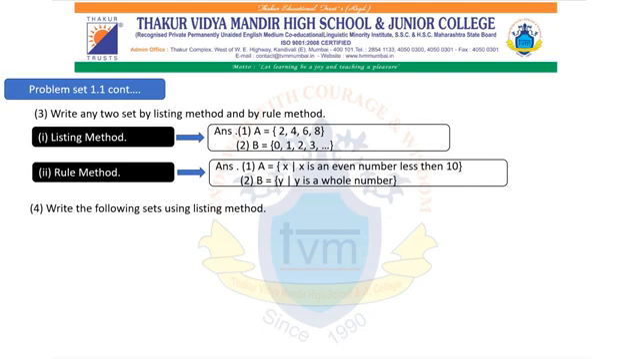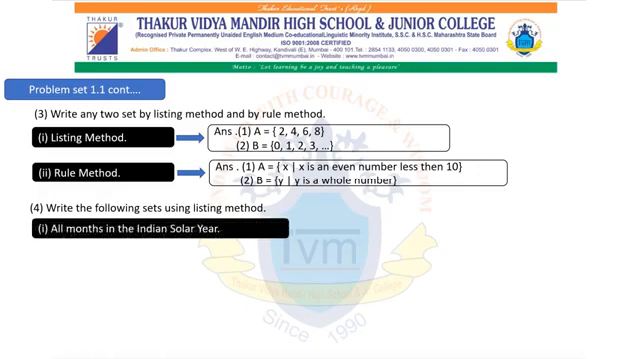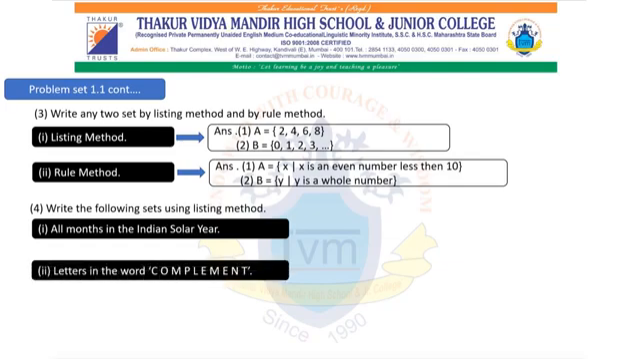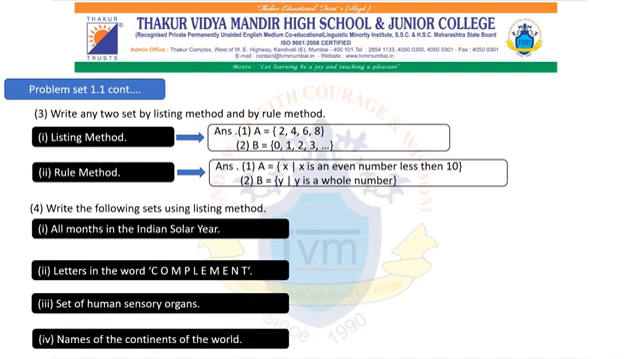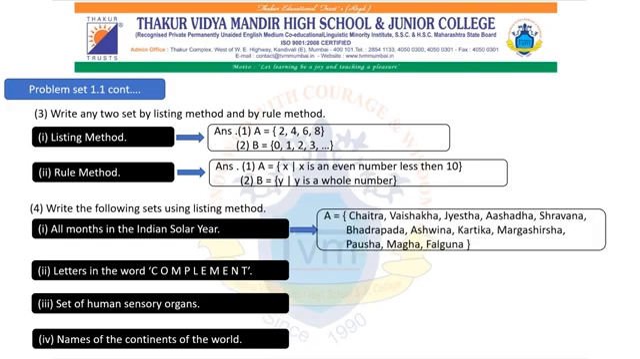Question number 4. Write the following sets using listing method or roster form. First one, all months in the Indian solar year. Letters in the word complement. Set of human sensory organs. Names of continents of the world. It can be written in a listing form as, first one, A is a set of all the months in the Indian solar year, which will be listed separated with commas.